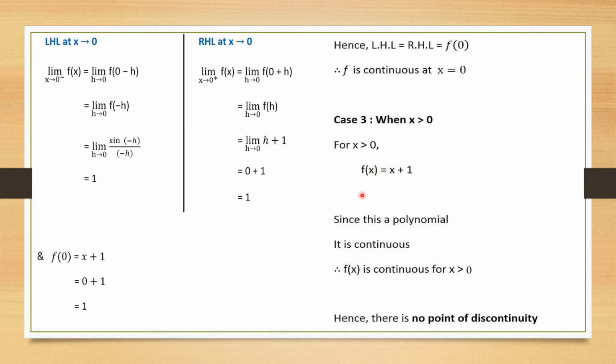Now for x greater than 0, the function is x plus 1. And you know it is a linear polynomial, so it will always be continuous, even for x greater than 0. Hence the function was defined for all values, and we had to check whether it is continuous everywhere or not. So for all values x less than 0 it was continuous, at x equal to 0 it is continuous, and for x greater than 0 it is also continuous. So there is no point of discontinuity.